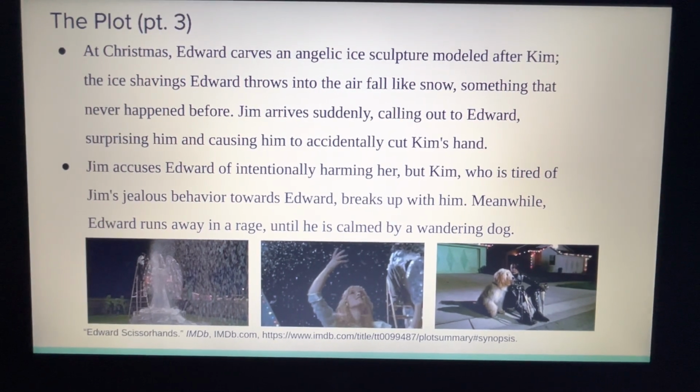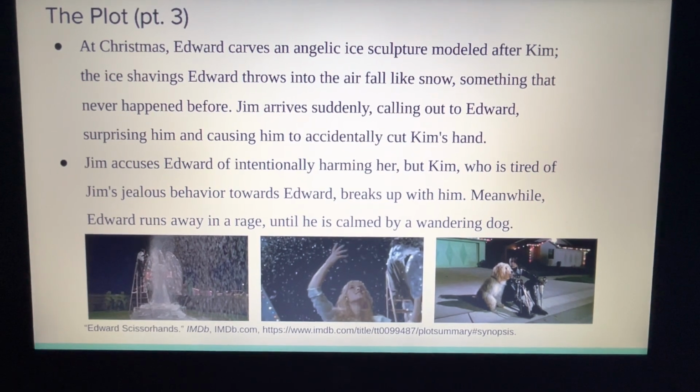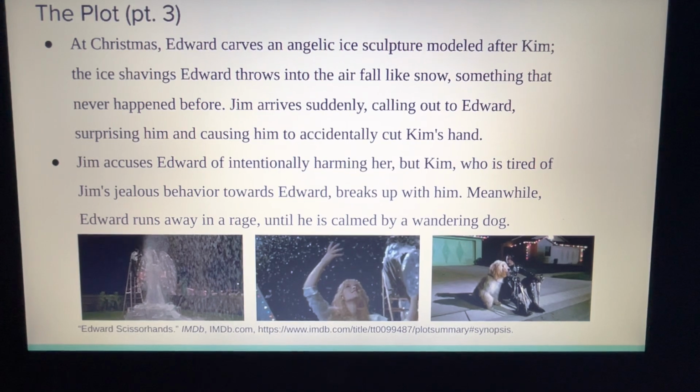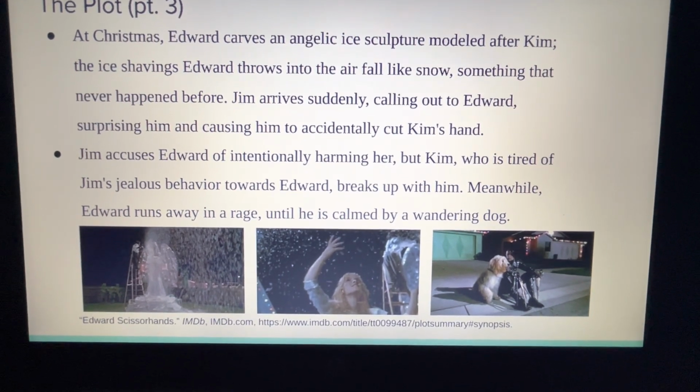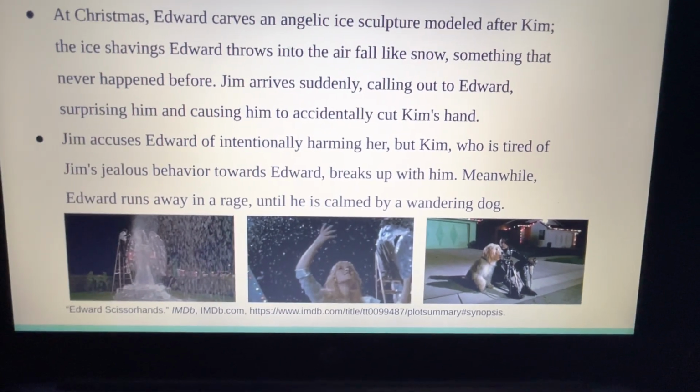Jim then accuses Edward of intentionally harming her, but Kim, who is tired of Jim's jealous behavior towards Edward, breaks up with him. Meanwhile, while that was going on, Edward runs away in a rage and with fear until he is calmed by a wandering dog.